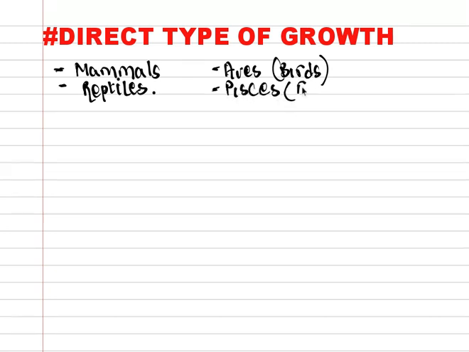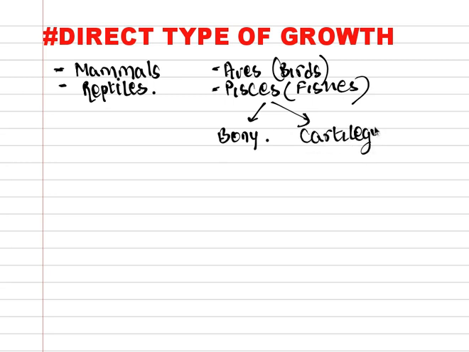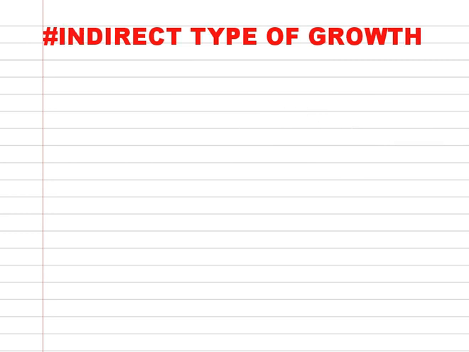Fishes are of two types: bony fishes because of their bony endoskeleton, and cartilaginous fishes for their cartilaginous endoskeleton. They both show direct type of development. For indirect type of growth, we don't have any specific trick. We can use a simple elimination method.